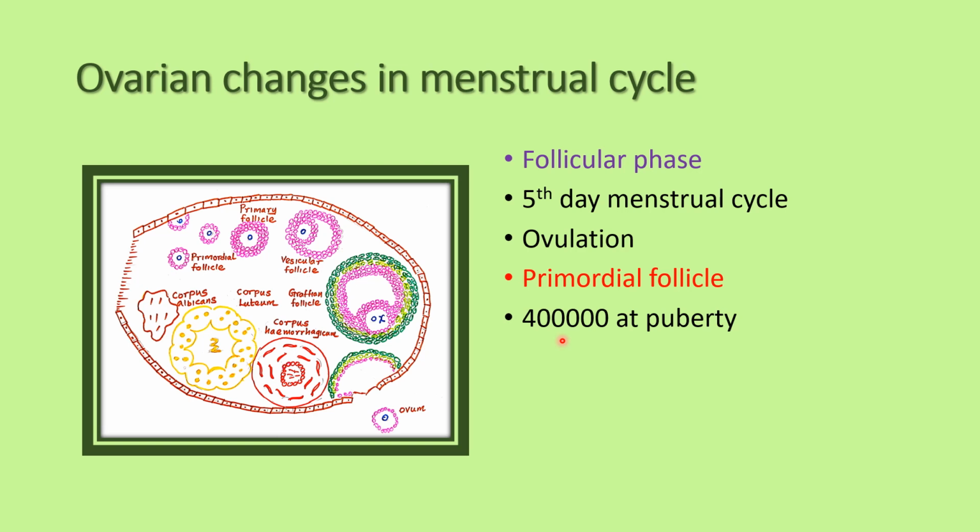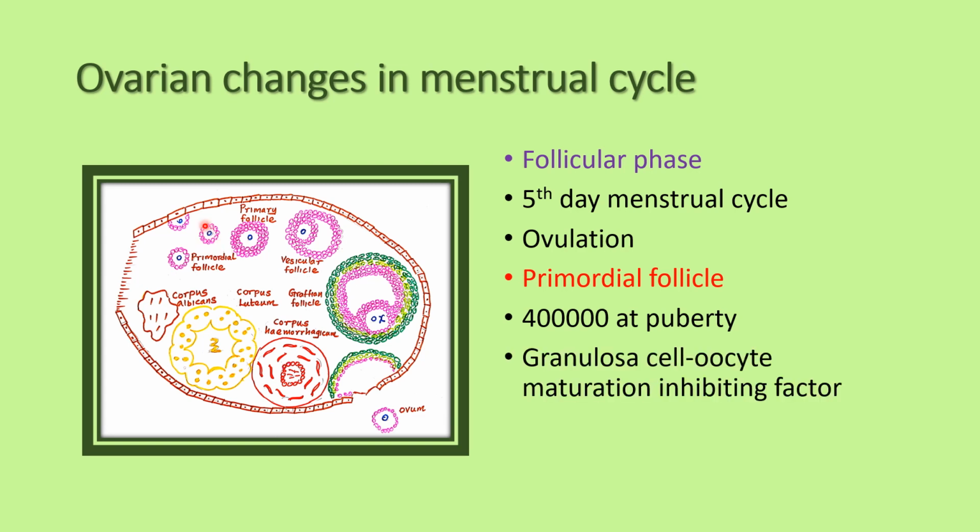The primordial follicle contains an ovum surrounded by the granulosa cells. The granulosa cells provide nutrition to the ovum. They also secrete the oocyte maturation inhibiting factor. The oocyte maturation inhibiting factor keeps the ovum in an immature stage till puberty.